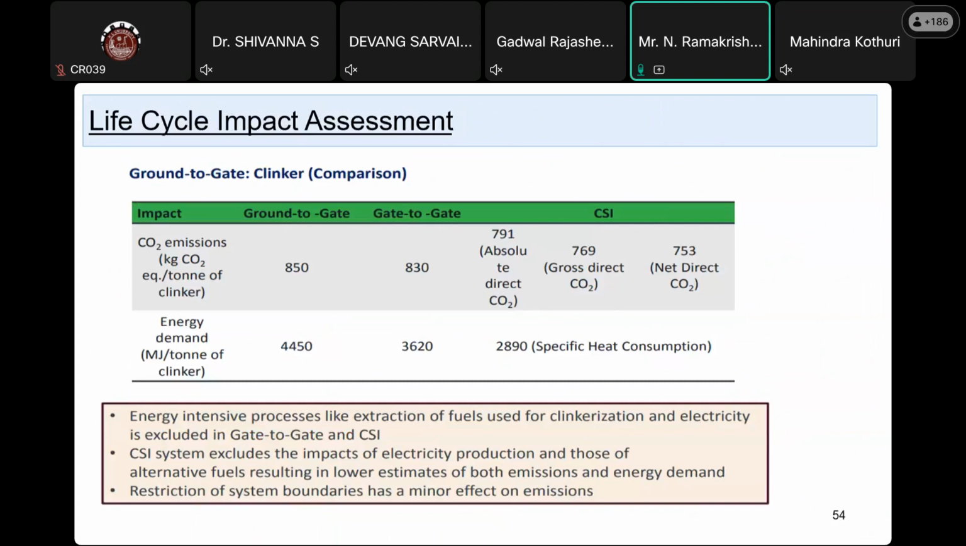And this life cycle assessment they have done for CO2 and energy demand. So ground to gate, and CSA. These all you see the values they get. So this is RLA or ground to ground CO2 emission values and energy demand. So per ton of clinker, what are the values: specific heat consumption, energy for fuel for clinkerization, electricity. CSA values also they have found out.